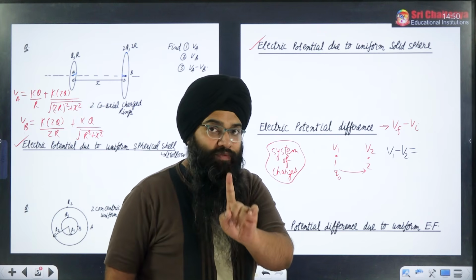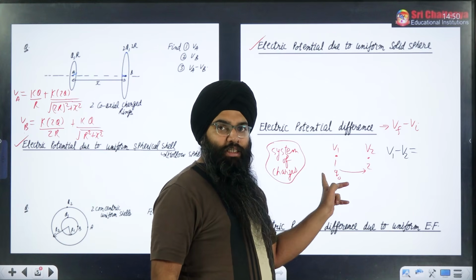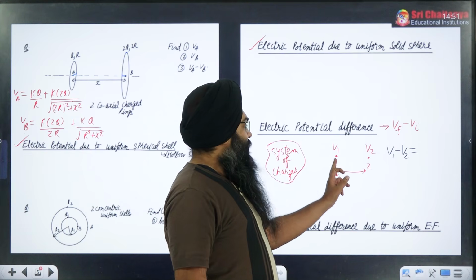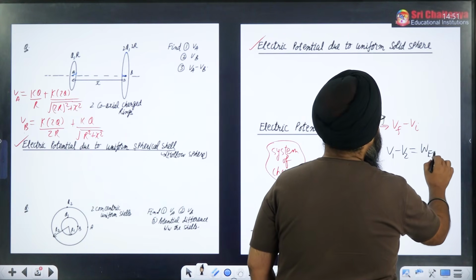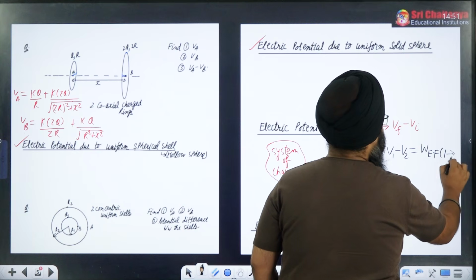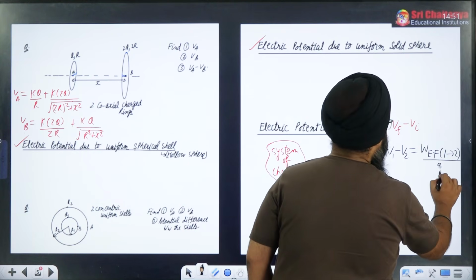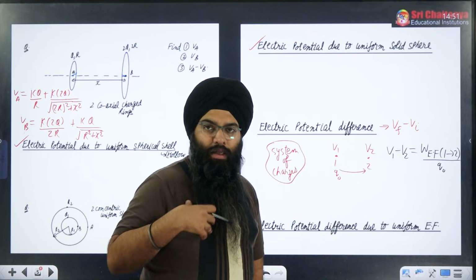This is not the potential difference. Potential difference is V2 minus V1 because final is 2 and initial is 1. But how I write it, if I am taking the charge from 1 to 2, I will write V1 minus V2 is equal to work done by electric field to take the charge from point 1 to point 2 divided by whatever charge you are taking, Q0. Simple. Learn this particular result.